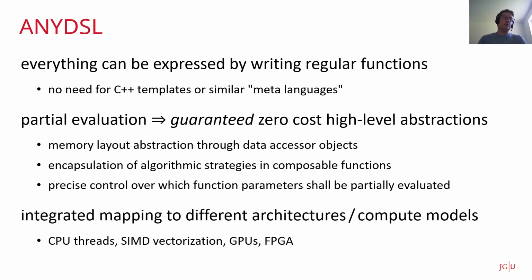And it allows precise control over which parameters shall be partially evaluated. So what should be optimized at compile time. Another advantage of AnyDSL is that it comes with integrated mapping files for different architectures. So for example, NVIDIA GPUs or AMD GPUs, or it also has constructs to map computation to FPGAs or to SIMD vectorize certain loops.